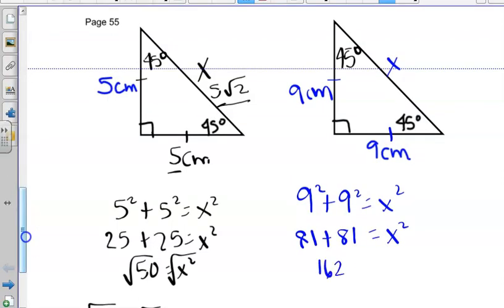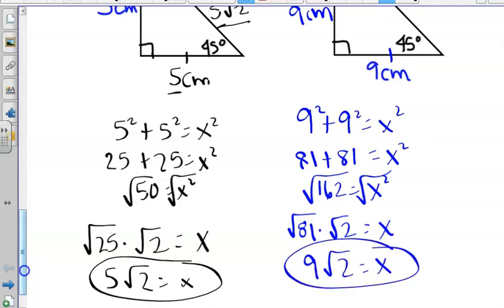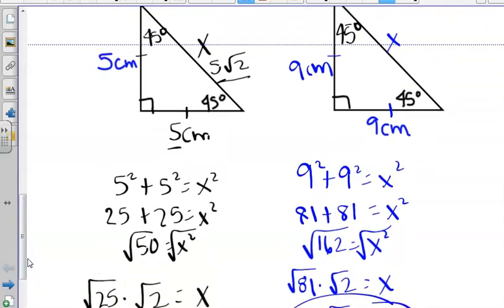Therefore, we have 162 equals x squared. Take the square root of both sides. Again, recall, we need to find a perfect square, which we know is 81, times the square root of 2 equals our x, and that would give us 9 root 2 equals x. So if you notice here, there is a pattern. In a 45-45-90 triangle, the two legs will always be the same length because it's isosceles. The hypotenuse will always be the leg times the square root of 2.